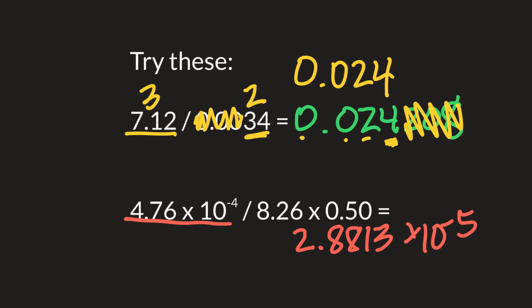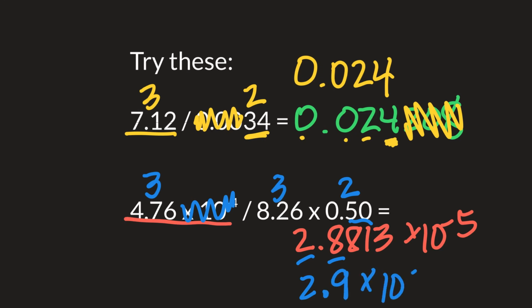Now, following the rules, this number, if I ignore that, has 3 sig figs. This number also has 3 sig figs. But this number here only has 2 sig figs. The 0 to the right counts, but the 0 to the left does not. This means I need to chop my answer down to 2 sig figs, which would be 1, 2. Because there's an 8 behind it, I'm going to round it up and make it a 9. And now that is my final answer.